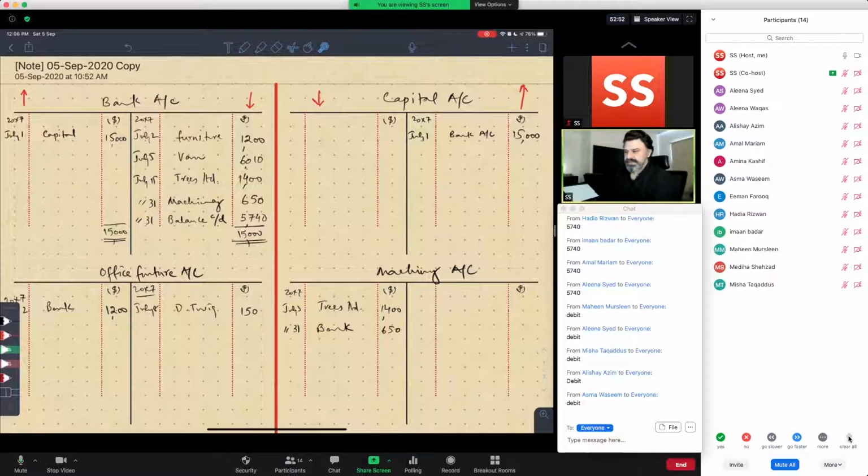Maheen Mercedes says debit. Alina Sayed says debit. Misha Takaddas debit. Alicia debit. All debit. Okay. Anyone care to differ? I will. This balance is appearing on the credit side of the bank account. Why not? Why can't we say it's a credit balance? Why is it a debit balance? Please, it's okay. If you differ, and if you have a difference of opinion, I welcome it.